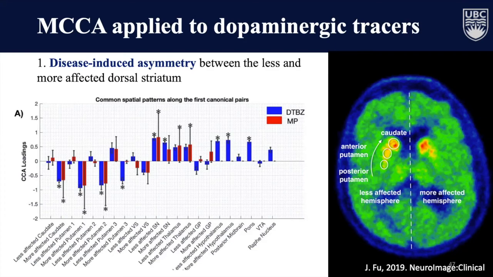The first component showed a disease-induced asymmetry between the less and more affected dorsal striatum, with higher weights in the more affected striatal regions. This may reflect the presence of disease affecting one side of the brain more in the dopaminergic system. While using a univariate analysis, there was no asymmetry between the more and the less affected side after correcting for multiple comparison.